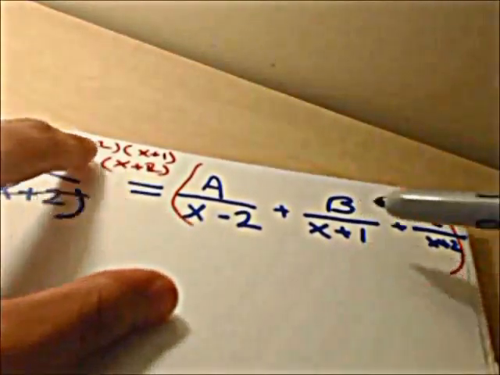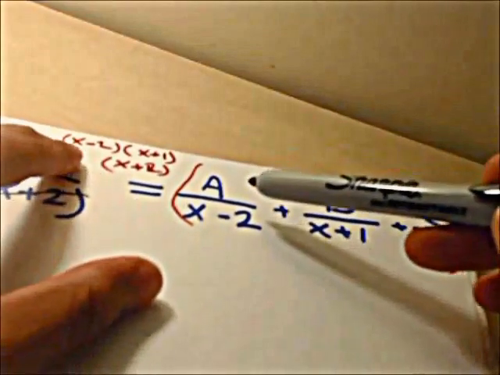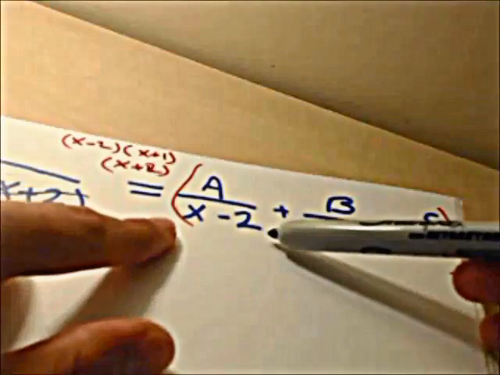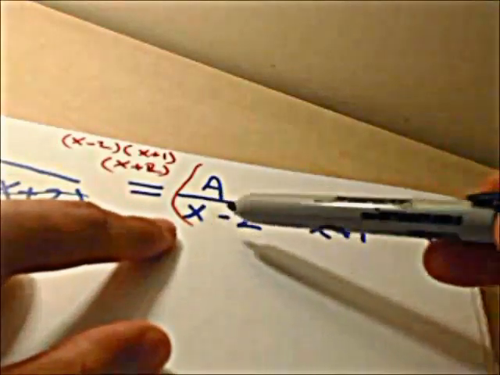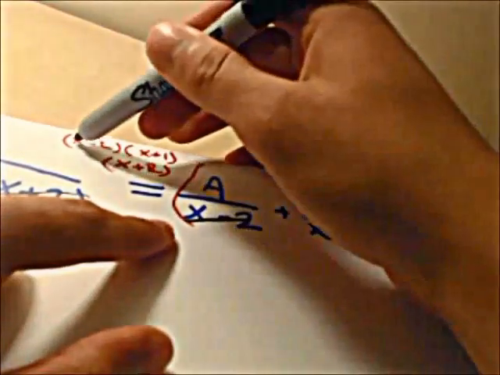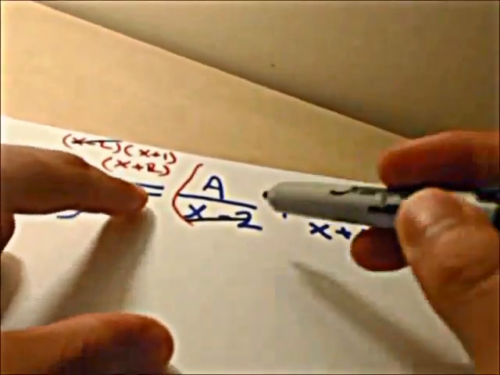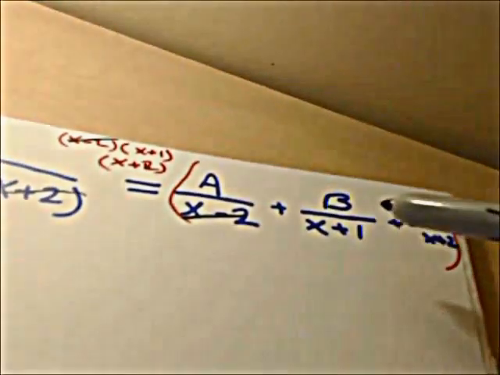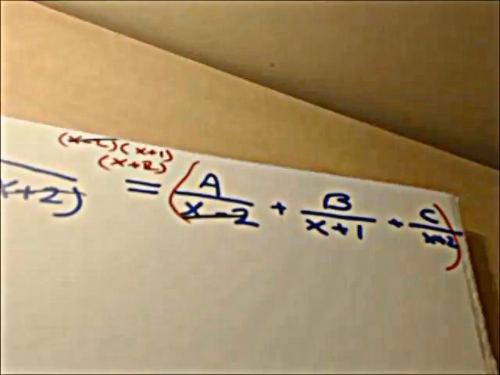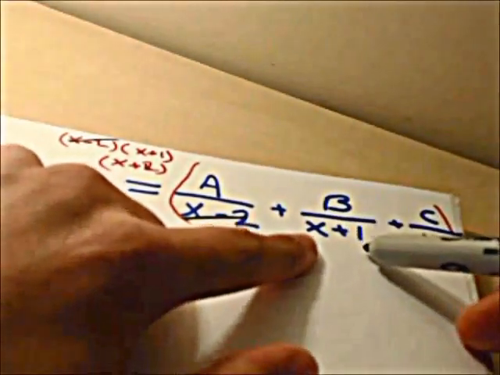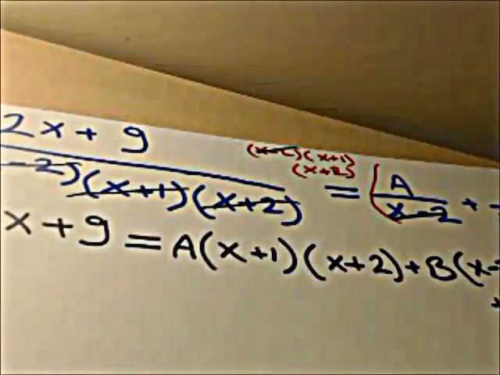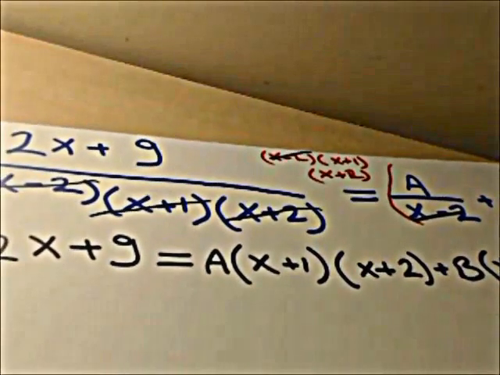In this, if (x - 2)(x + 1)(x + 2) is multiplied by A over (x - 2), we simply get rid of the x - 2, and we're left with A times (x + 1)(x + 2). The same would go for B and C. So each one will get rid of its denominator, and we're left with the two other pieces.